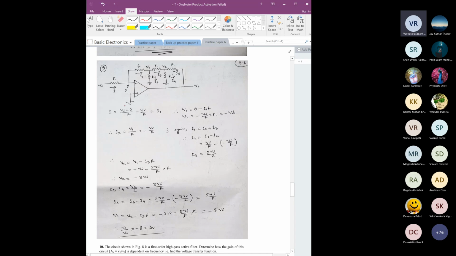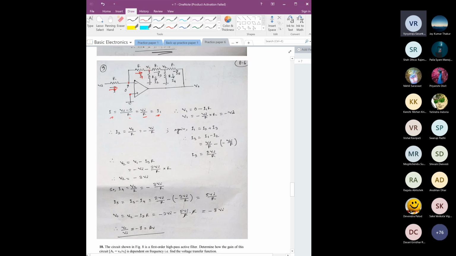So for this question, again this is 0. The starting process is the same. The current I is VI by R, and this current would be the same as this current, right? This is I1, because till now the same current is flowing. After that it is going to divide. So it is this I1. What is this V1? This V1 would be equal to this.